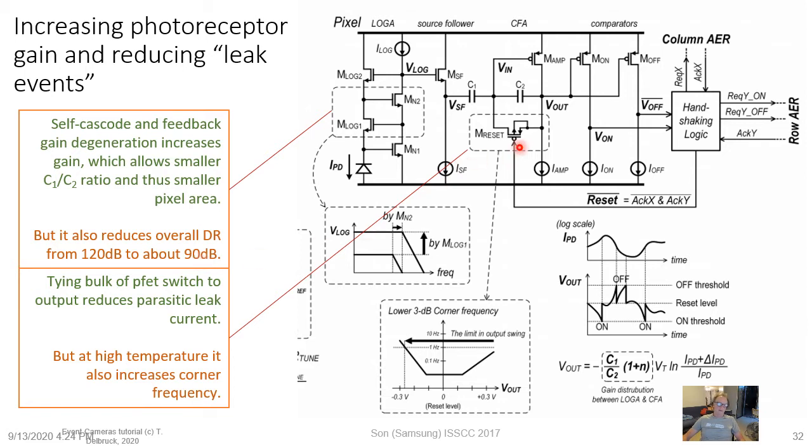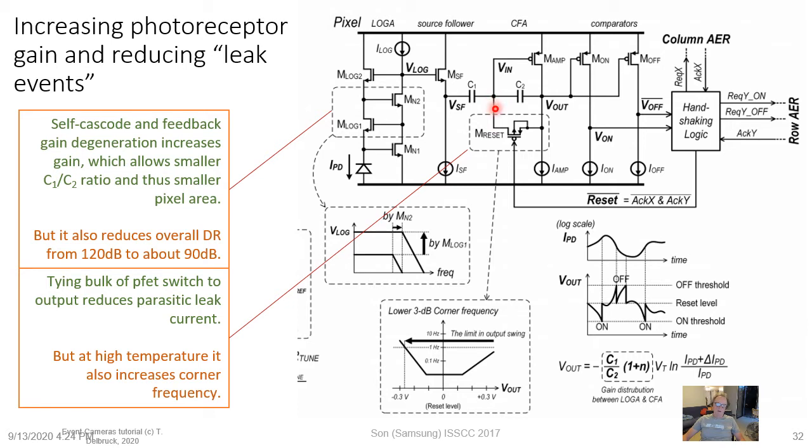Now, the other cool thing they did in this pixel design was this little trick that we actually tried in a prototype silicon a long time before, but we never published it. But here they tie the output of this feedback amplifier in this differentiator. They tie the bulk of this feedback PFET to the output. And tying the bulk of the PFET switch to the output reduces the parasitic leak current from the bulk of this PFET to this floating node. And the effect of that is quite dramatic.